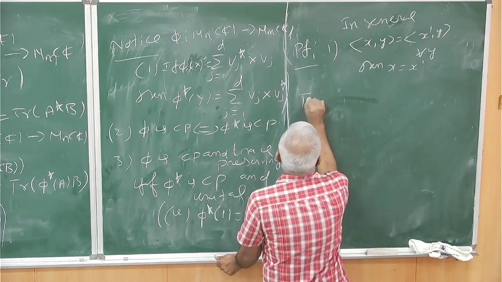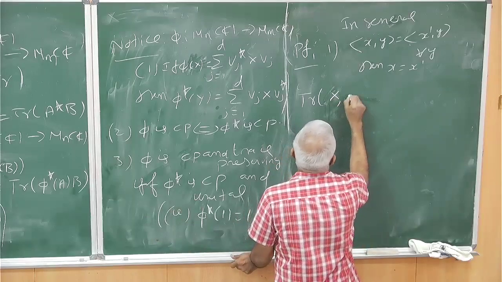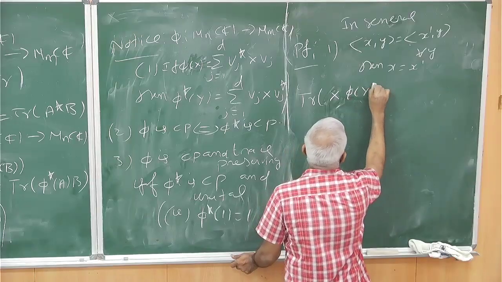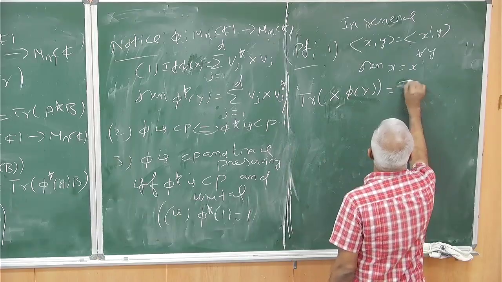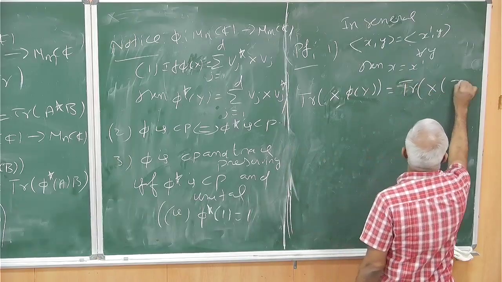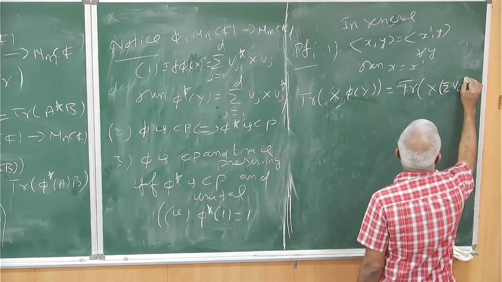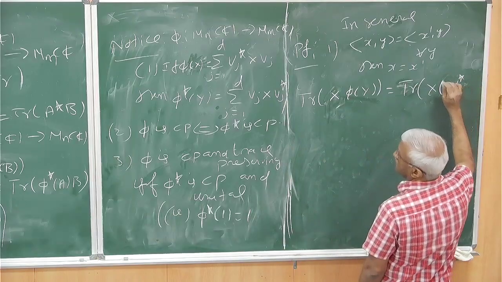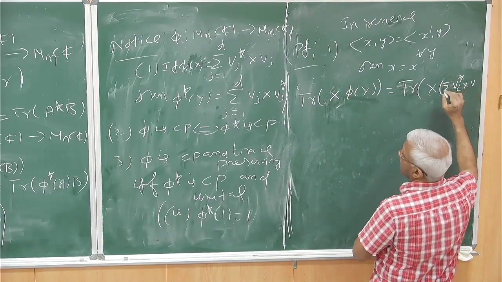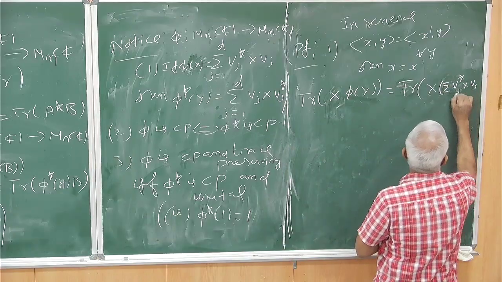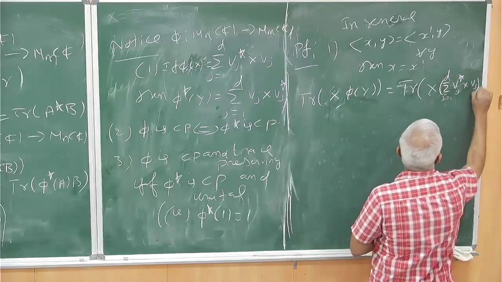So we want to use that. Now trace of x phi of y, so phi comes the other way, equals trace of x times summation vj star x vj, for j equal to 1 to d.